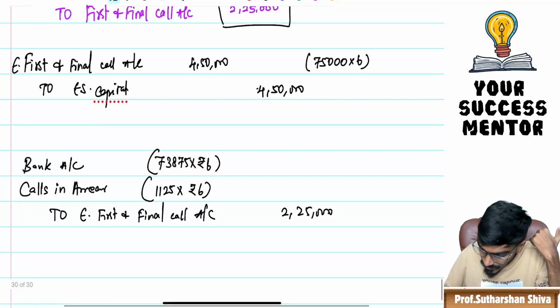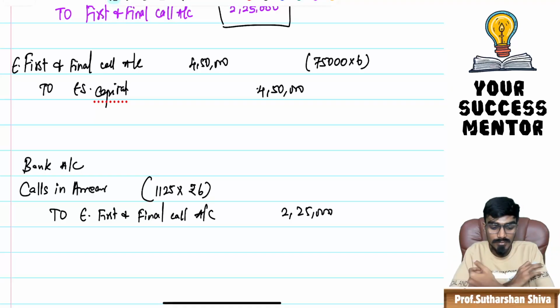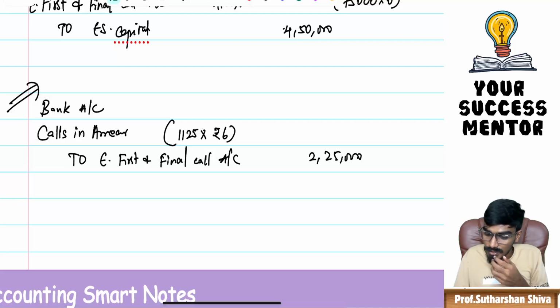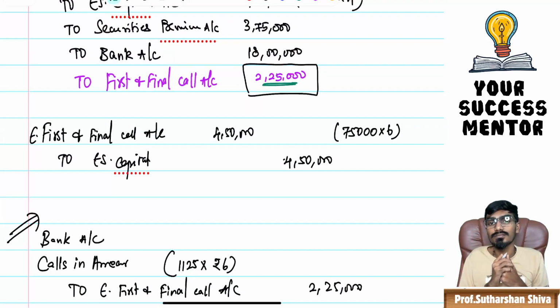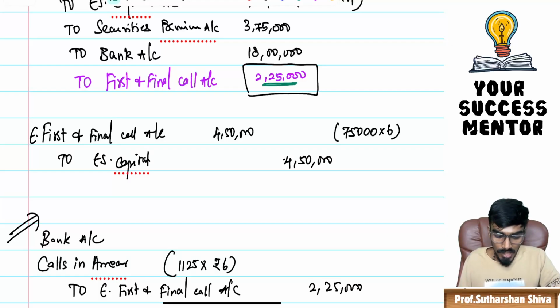Listen, it will not be directly 6 rupees. This will be the most important journal entry in this question itself. Listen, how much is excess? 2,25,000 is there in excess. For that, who is also having a contribution? Mr. Raj is also having a contribution.